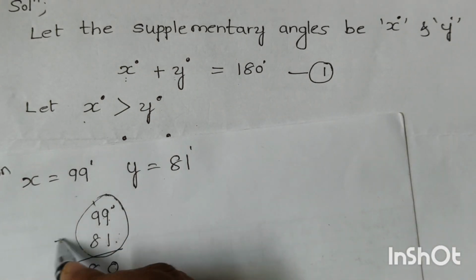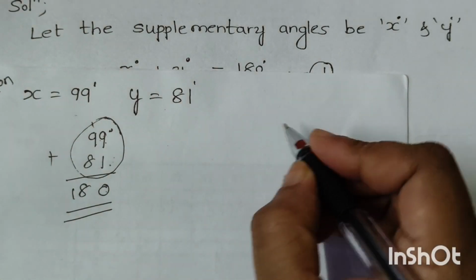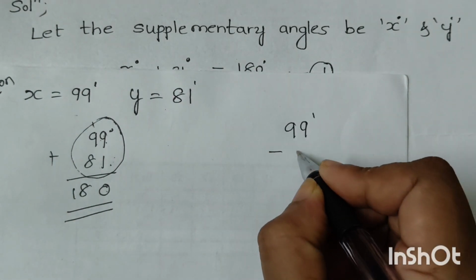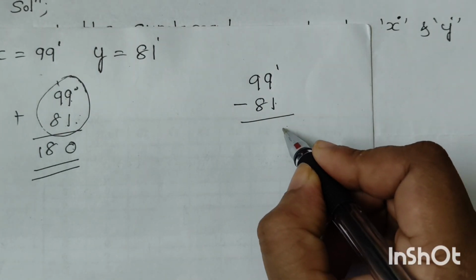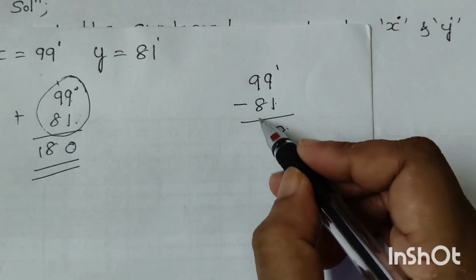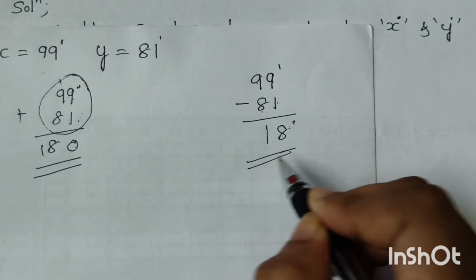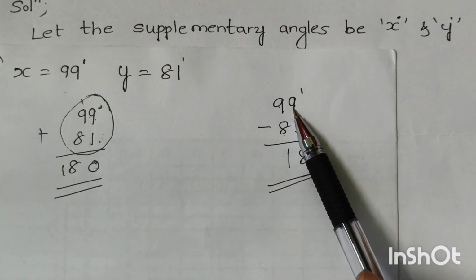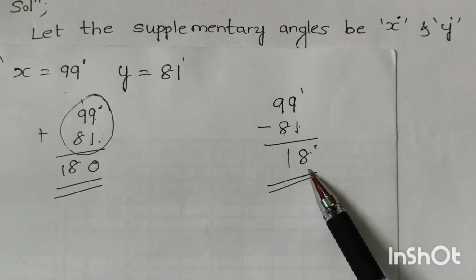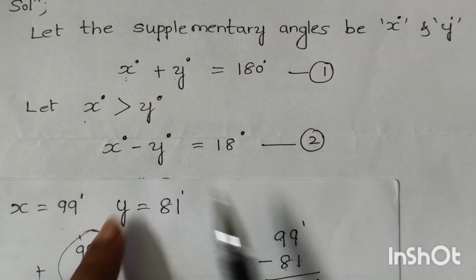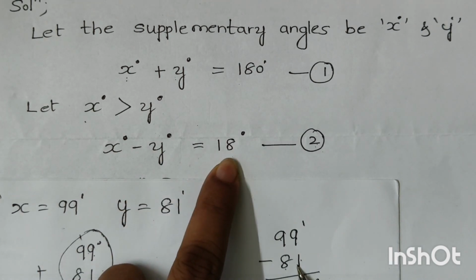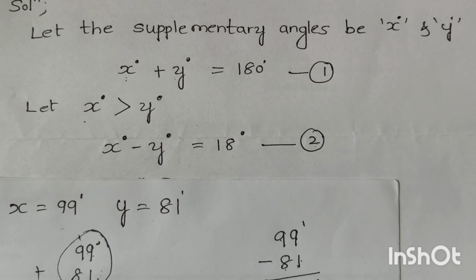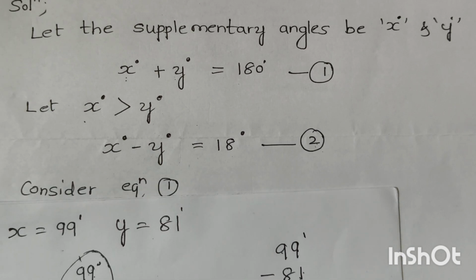Now let us subtract and see. 99 degrees minus 81 degrees. 9 minus 1 is 8, and 9 minus 8 is 1. So it is 18 degrees. Yes. Therefore 99 degrees minus 81 degrees is 18 degrees. 99 is nothing but x, and y is nothing but 81. When we subtract, we get 18 degrees. This is the meaning. Hope you have understood. Take a view of the complete solution.